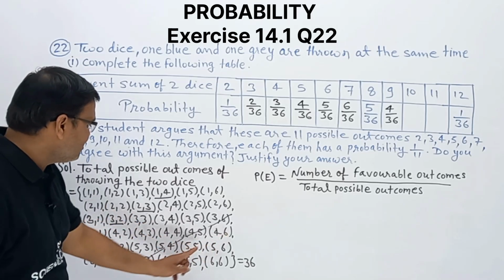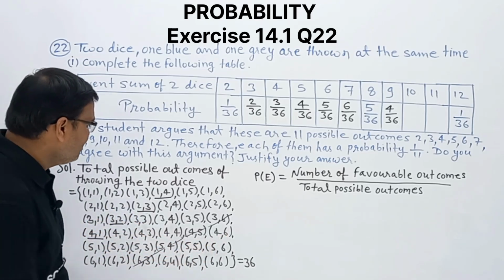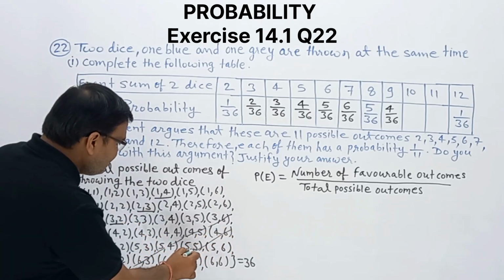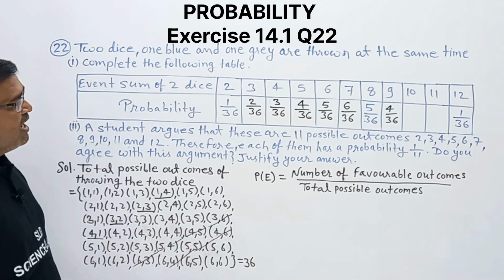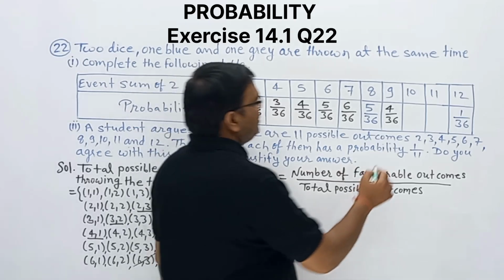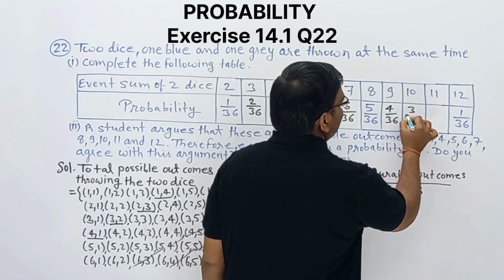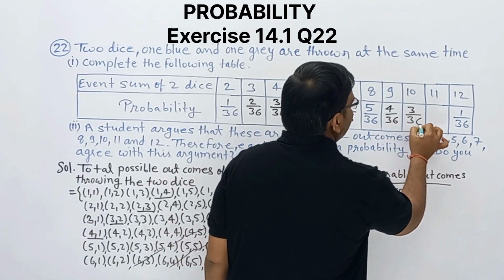Then 4 comma 6, 5 comma 5, 6 comma 4. These three having sum what? 10. So 3 upon 36.